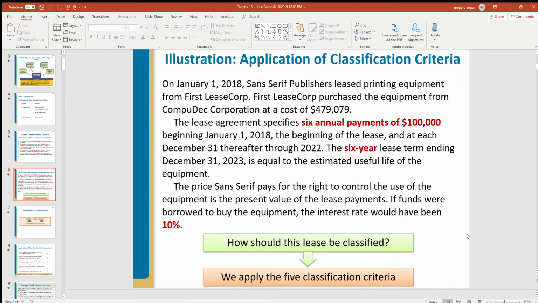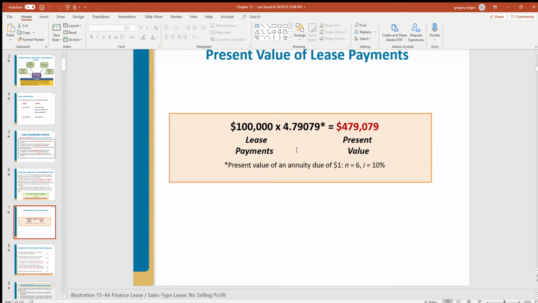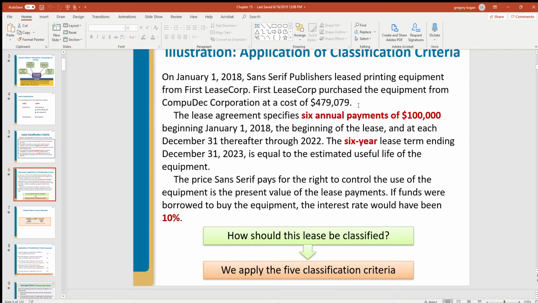We first see how this lease should be classified, right? We apply the 5 classification criteria. Lease payments: we have $100,000, 6 payments, at 10%, so the present value is $479,079, right? They said that is the cost as well, right?